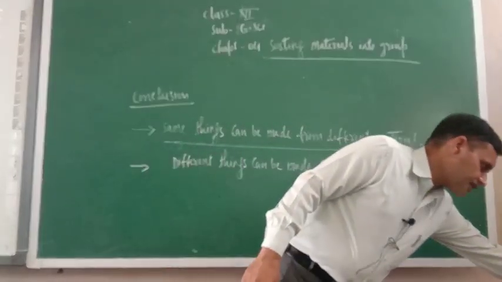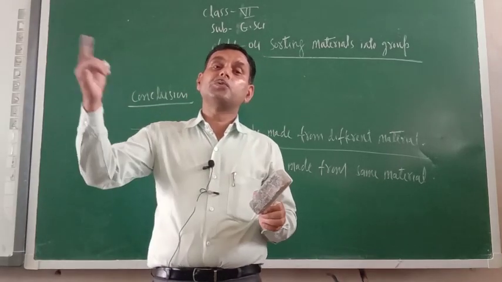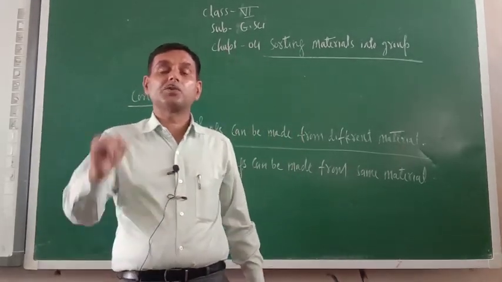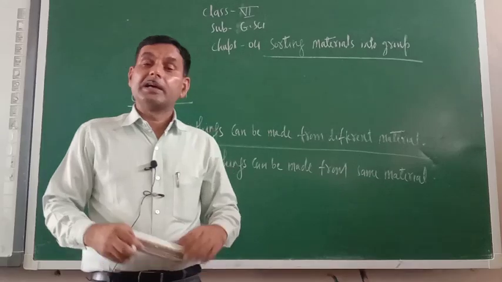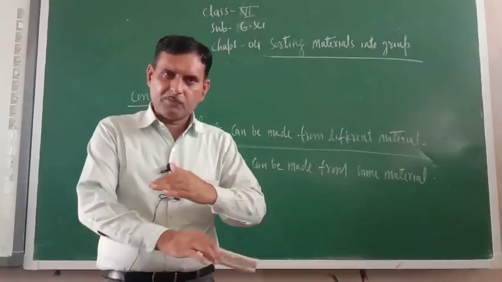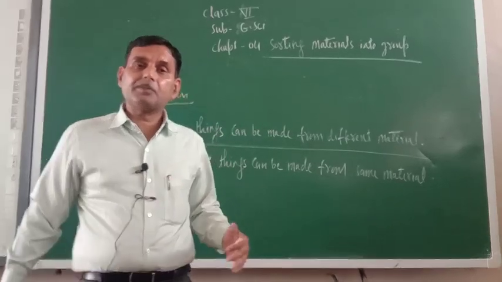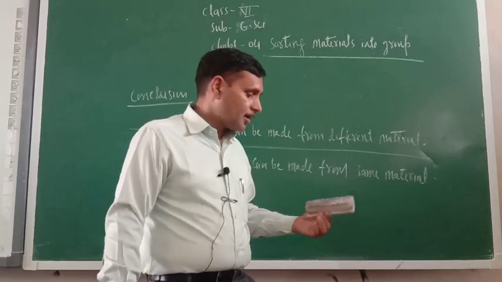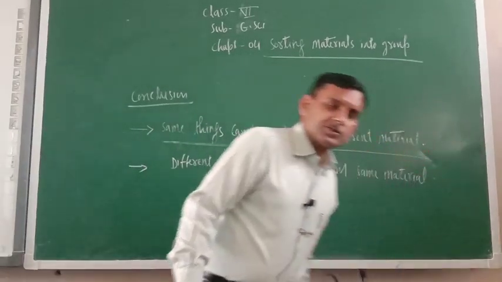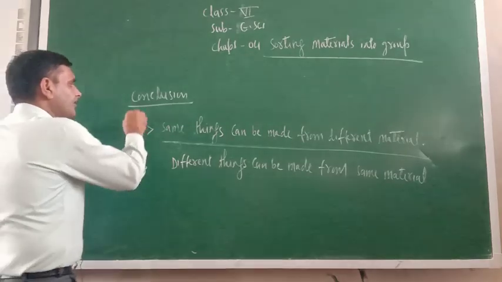Now see, this duster is made up of wood, and wood can be used for making a chair also, a table also, a railway track also. Am I correct or not? In the railway track, in between the two tracks, what is there? Wooden blocks are kept or not? They are made up of wood only. So in this way, these are the conclusions of our video.